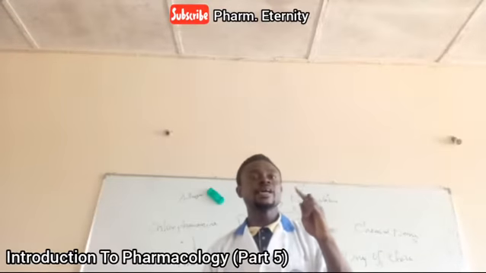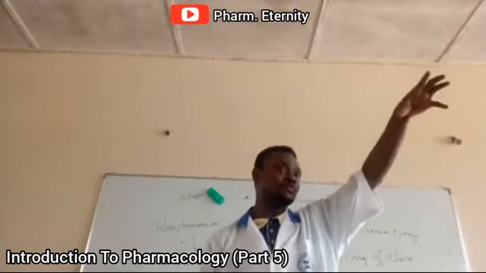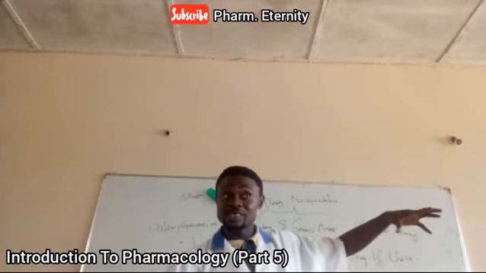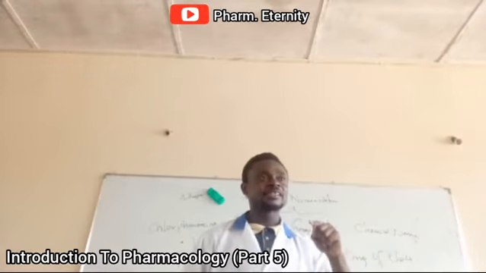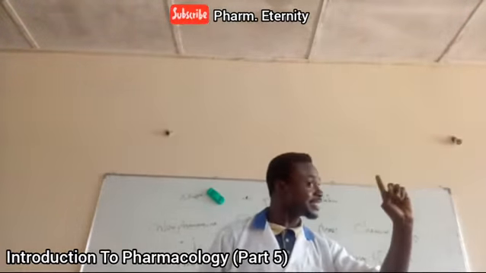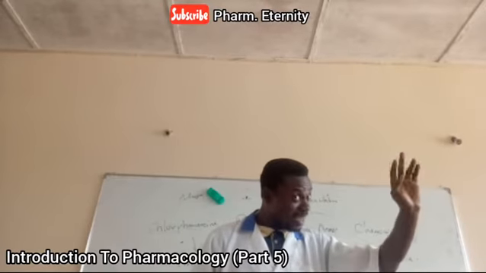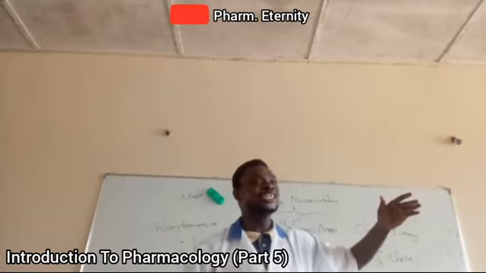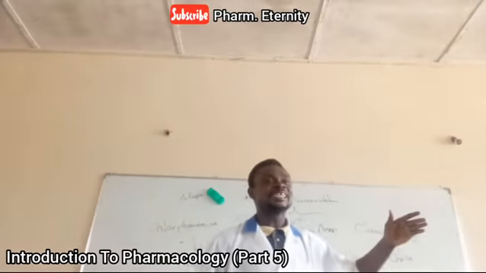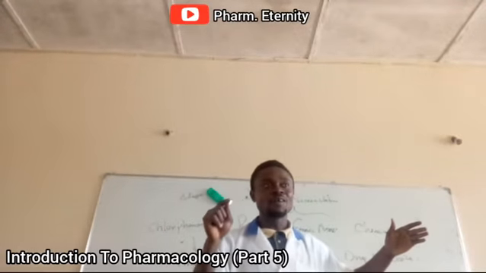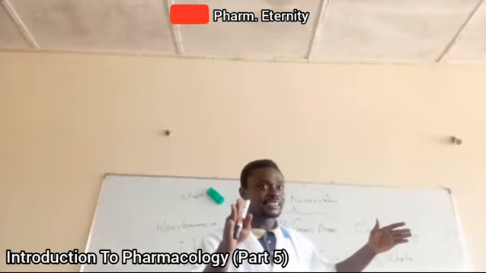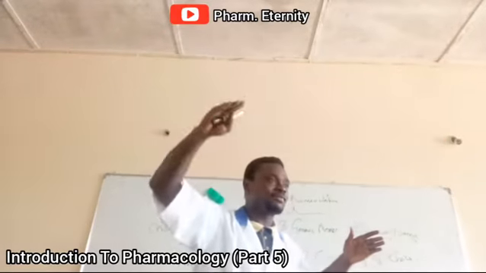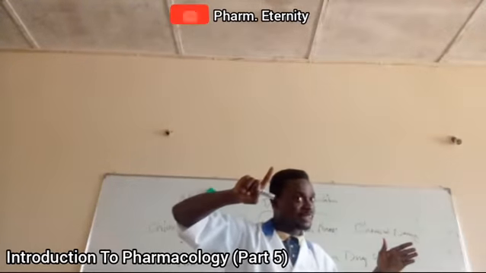If first line is the most efficacious and has the least adverse effect, the second line may have the same efficacy as the first line, but when it comes to the adverse effect, it may be more intense. It has more adverse effect than the first line. So once it has more adverse effect, you cannot use it as first line. Do you understand it?